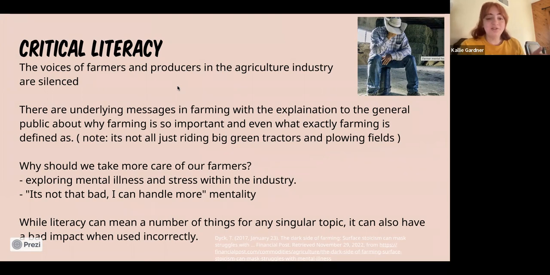Note, it's not all just big green tractors and plowing fields. Why should we be taking care of our farmers? Exploring mental illness and stress within the industry is extremely important.